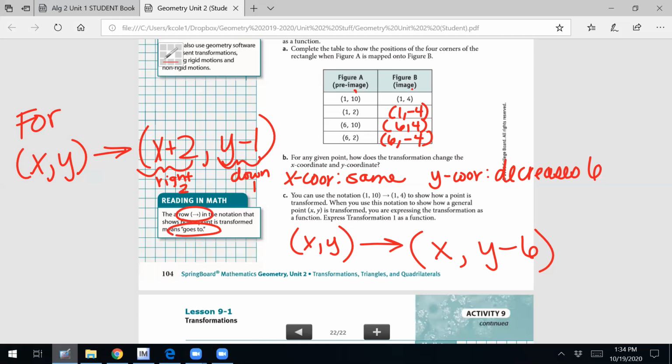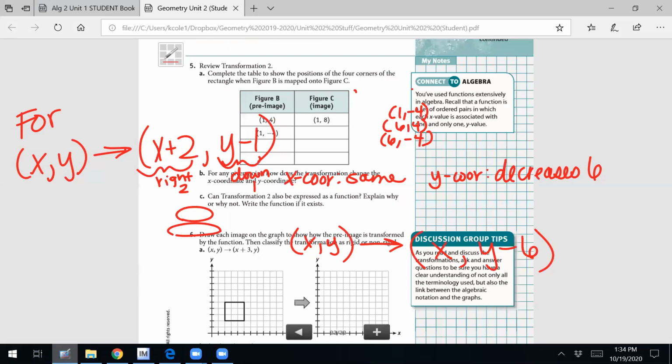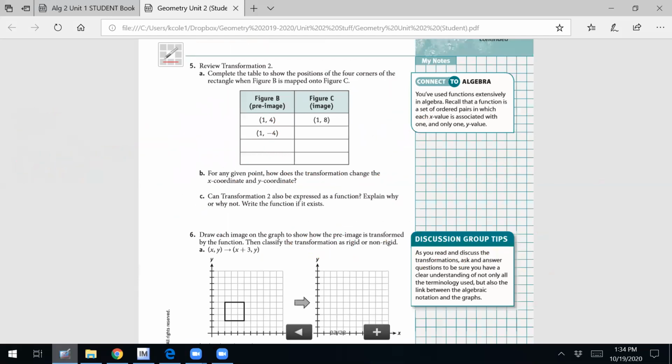All right, so now let's take a look at the other one. Let's look at number 5. If you look at number 5, you have another table, but this time we are comparing B and C. So fill that in as quick as you can. B and C. So flip back and forth to do B and C. Same way. Top left with top left. Top right with top right.